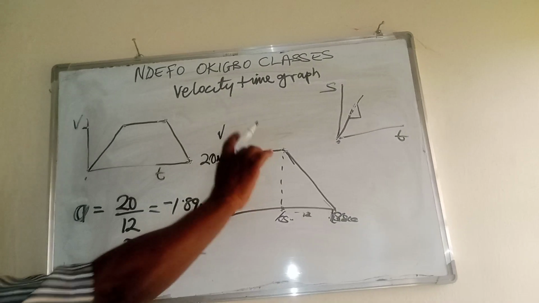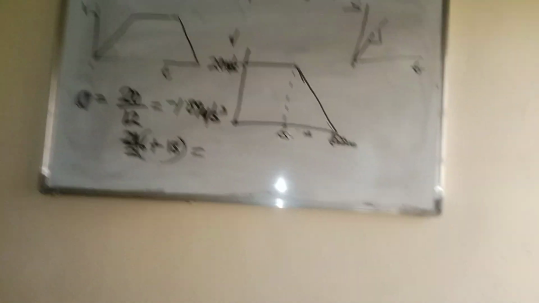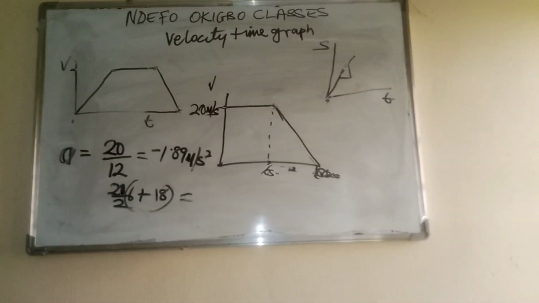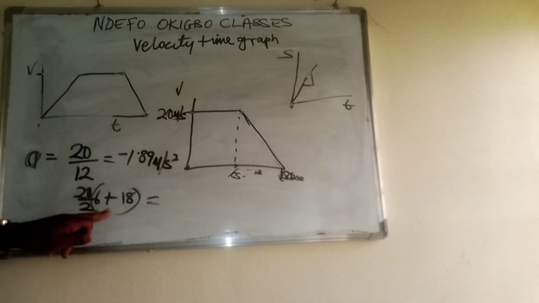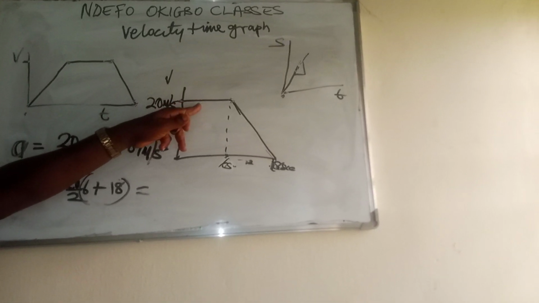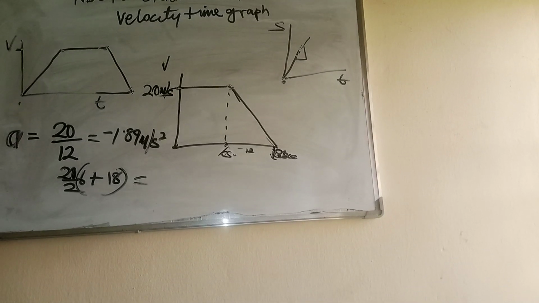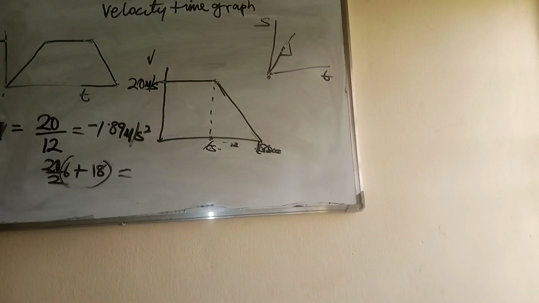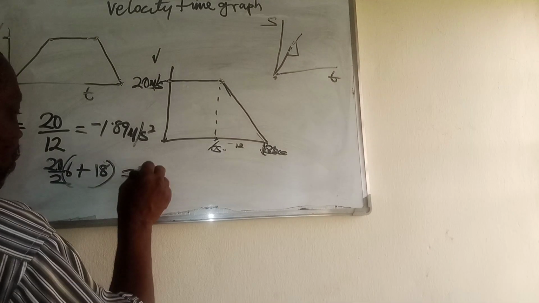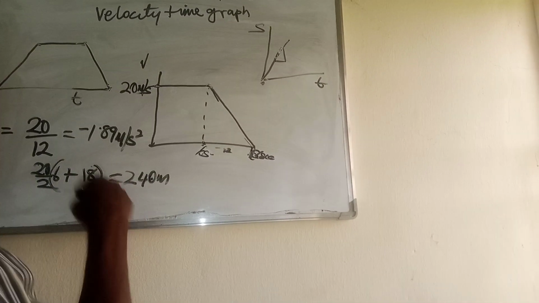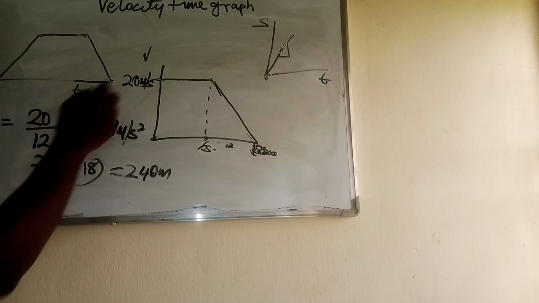Or, if you don't want to do it like that, this is a rectangle, then this is a triangle. If you do the two, you get the same answer. The area of a trapezium is the sum of the parallel sides times the height over 2. That's all. Which gives me 240 meters.